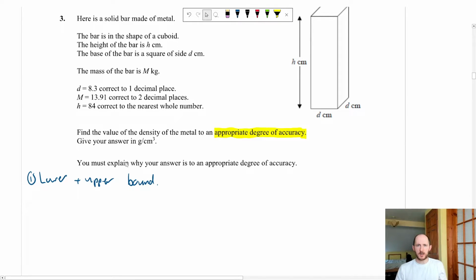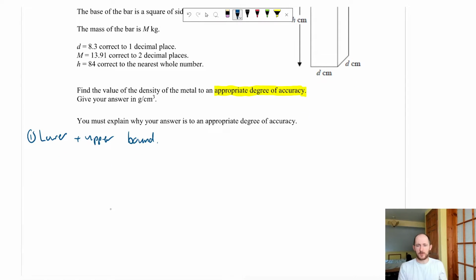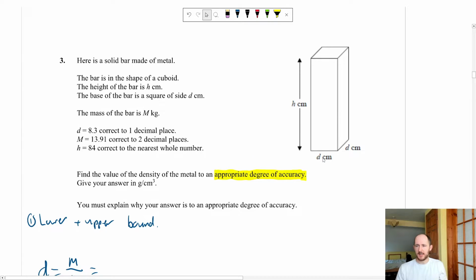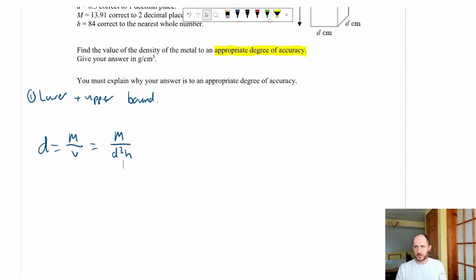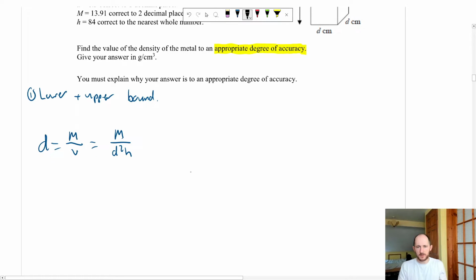So let's start with the lower bound. Well, the first thing we need to do is talk about what density is. Density is just mass over volume. And volume in this case is just going to be d times d, so d squared, times h. We could even split our page in two and do lower on one side and upper on the other, let's use the proper terminology.